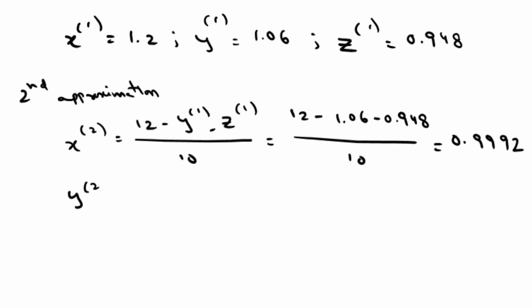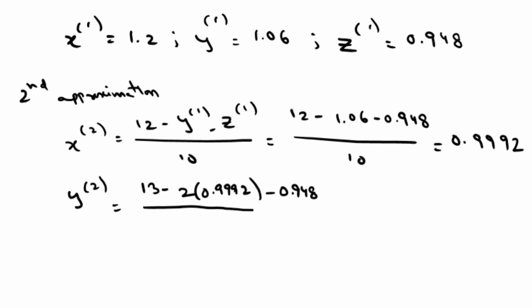Y of the second iteration is 13 minus 2x, which is 0.9992, minus 0.948. Here this 0.9992 is x from the second iteration, whereas 0.948 is z from the first iteration, divided by 10. You can obtain the value of 1.0053. This is y of the second iteration.